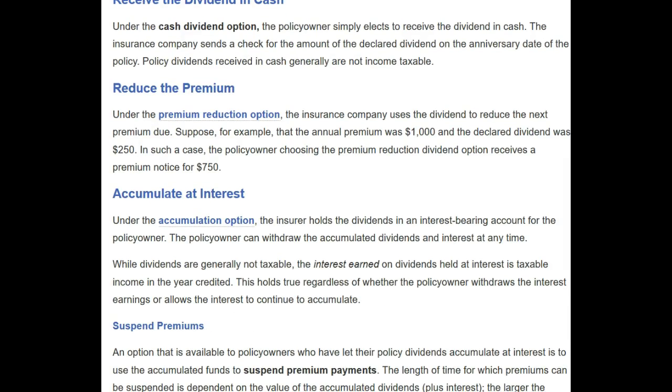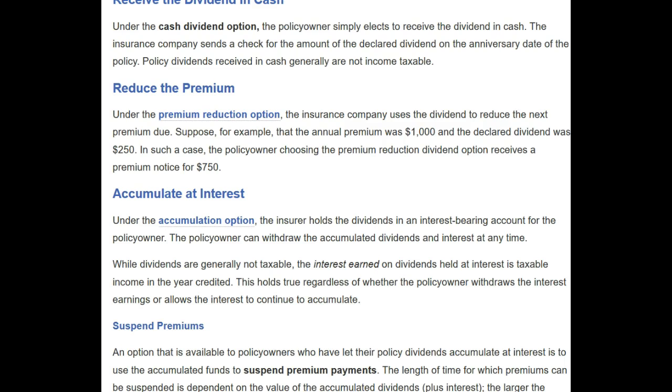Reduce the premium. Under the premium reduction option, the company uses the dividend to reduce the next premium due. For example, let's suppose that the annual premium was $1,000 and that the declared dividend was $250. In such a case, the policy owner choosing the premium reduction option would receive a premium notice for $750.